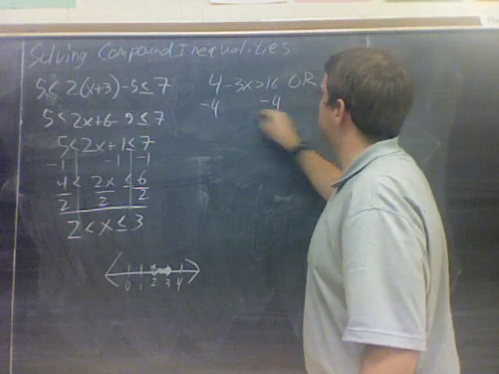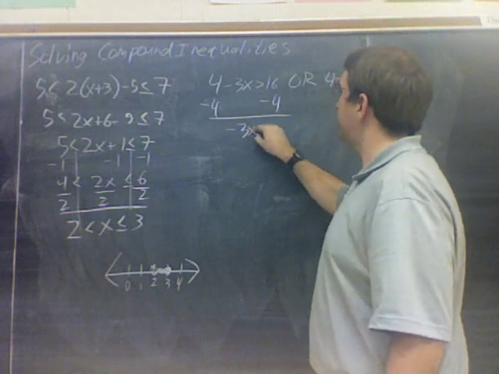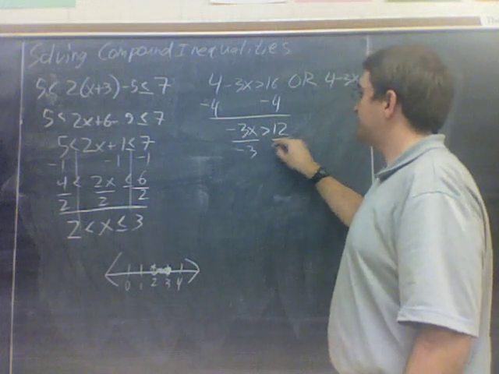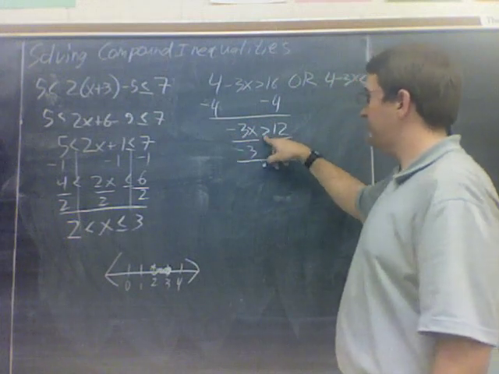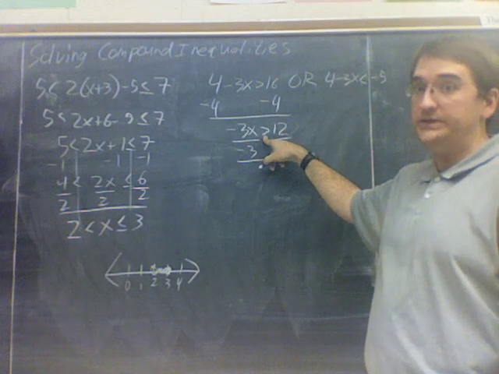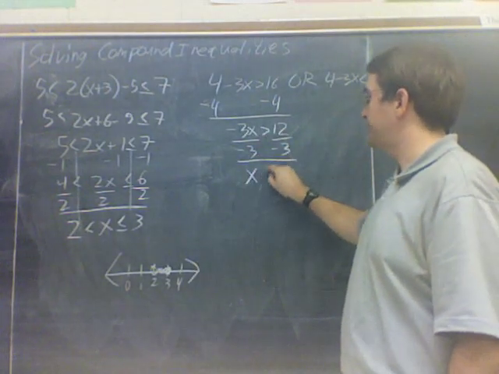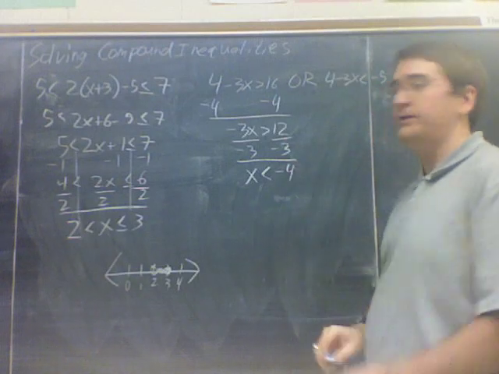So subtract 4, we get negative 3x is greater than 12. The only thing we have to be careful about here is that when we're dividing by a negative 3, the inequality is going to change direction, because anytime you divide by a negative, that's what happens. So I get x is less than negative 4.